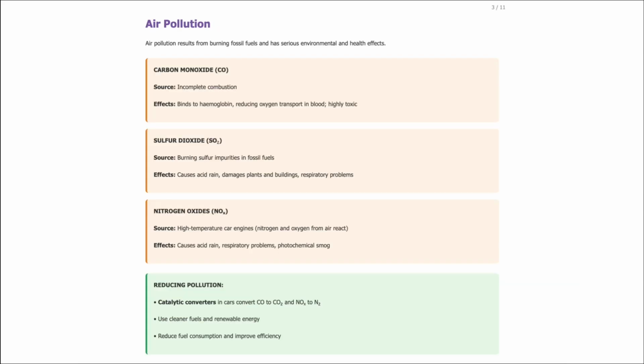Pollution gases have serious effects. Carbon monoxide binds to hemoglobin, reducing oxygen transport. Sulfur dioxide and nitrogen oxides dissolve in rainwater to form acids, damaging plants and buildings. Catalytic converters in cars convert CO to CO2 and NOx to nitrogen, greatly reducing harmful emissions.